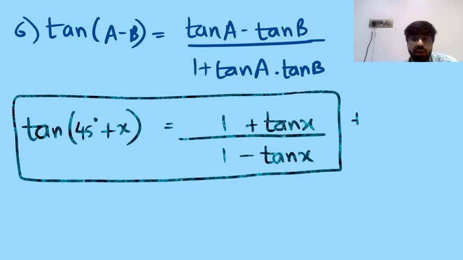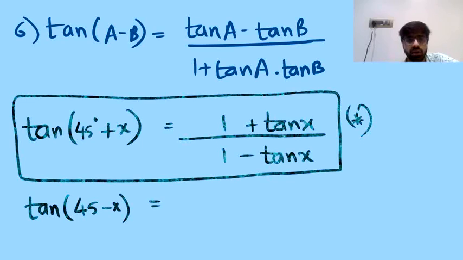This is an important result, call it simplification, call it whatever you want, but this is an important rearrangement that you should be able to do by yourself. Whenever you see 1 plus tan x upon 1 minus tan x, it should click in your mind that this will be equal to tan of 45 plus x. Now in a similar way, what if I ask you tan 45 minus x?